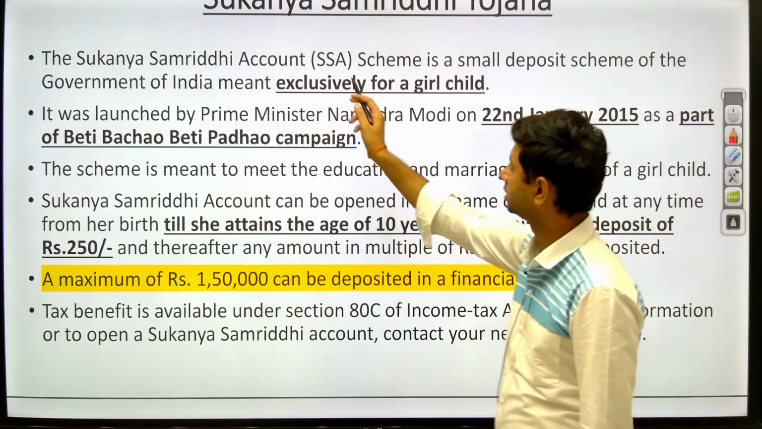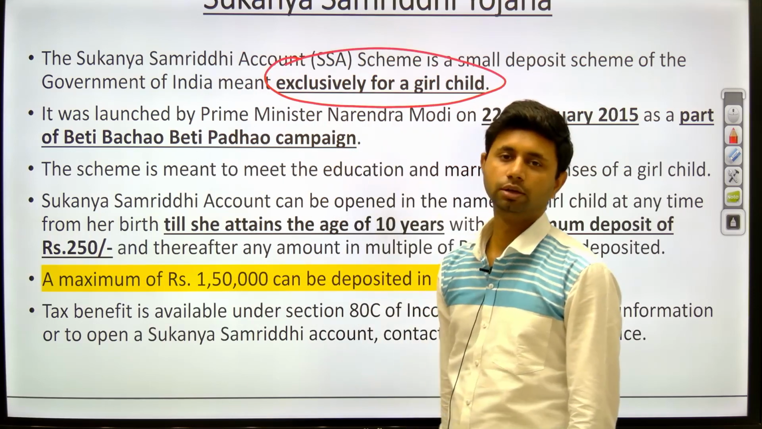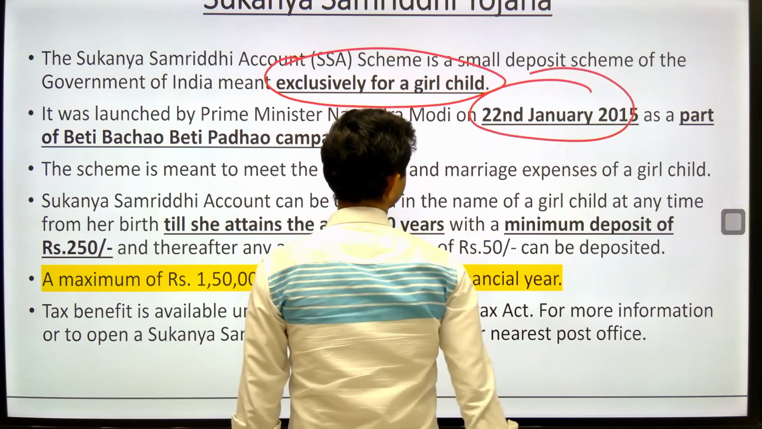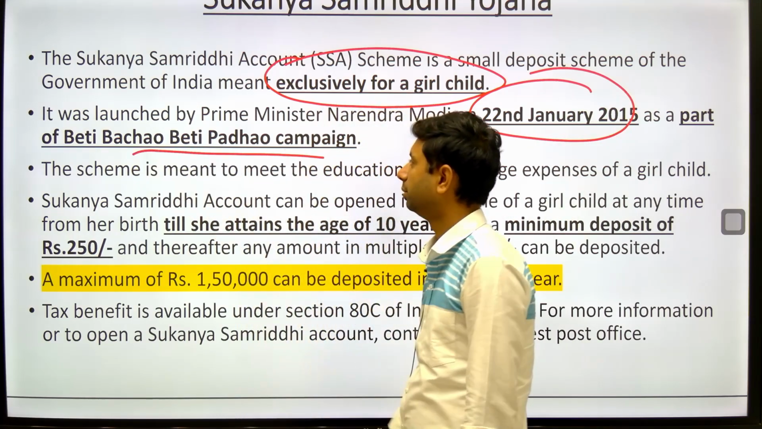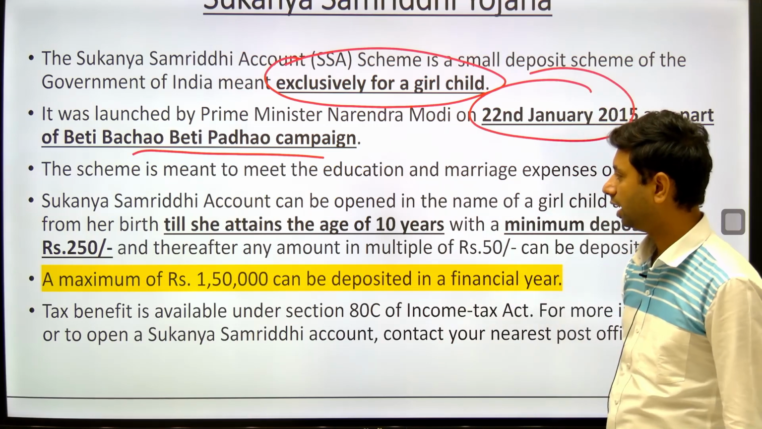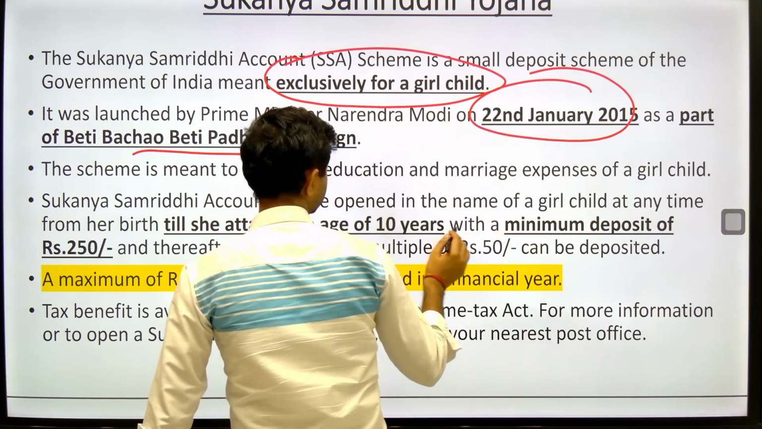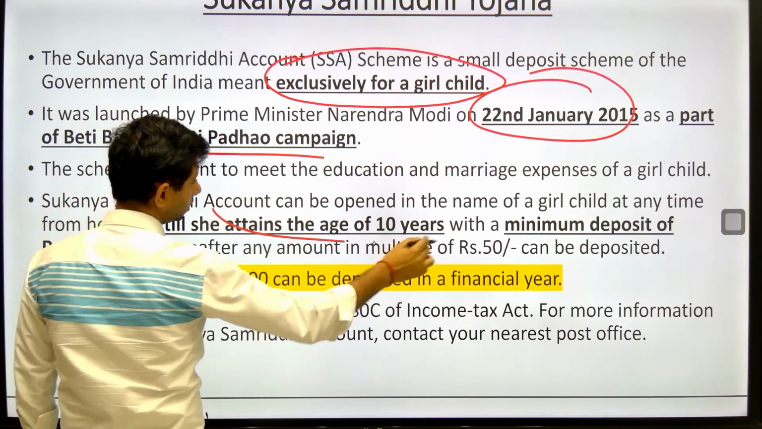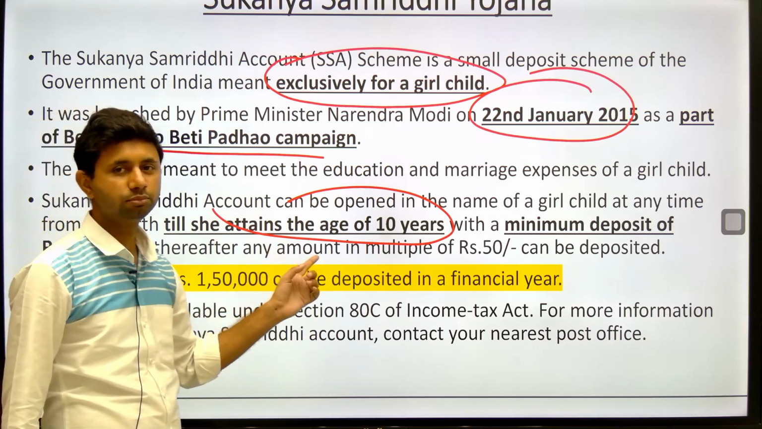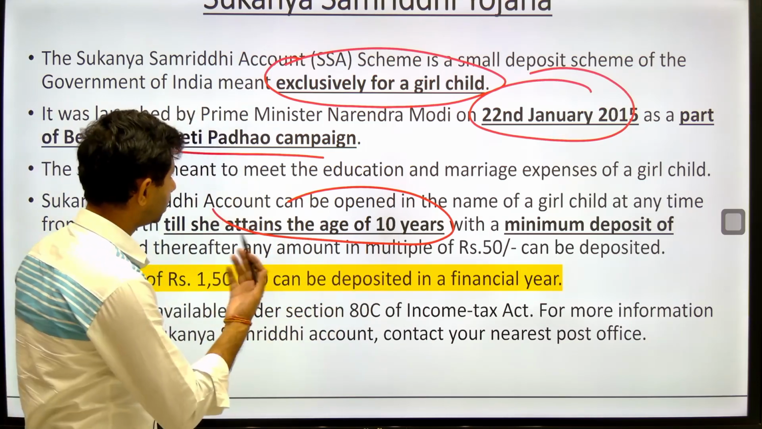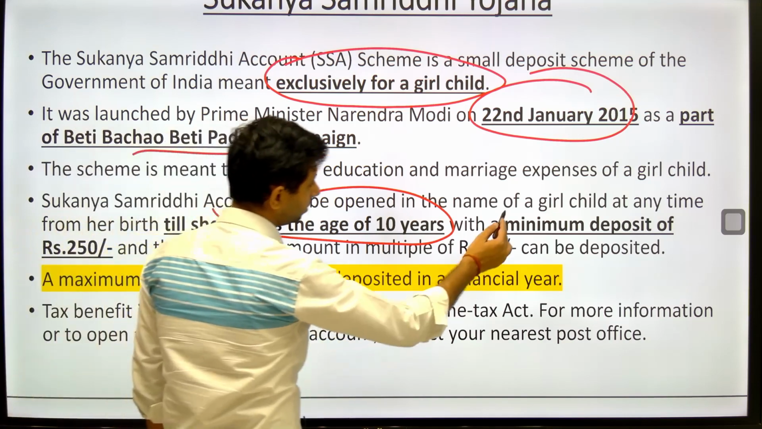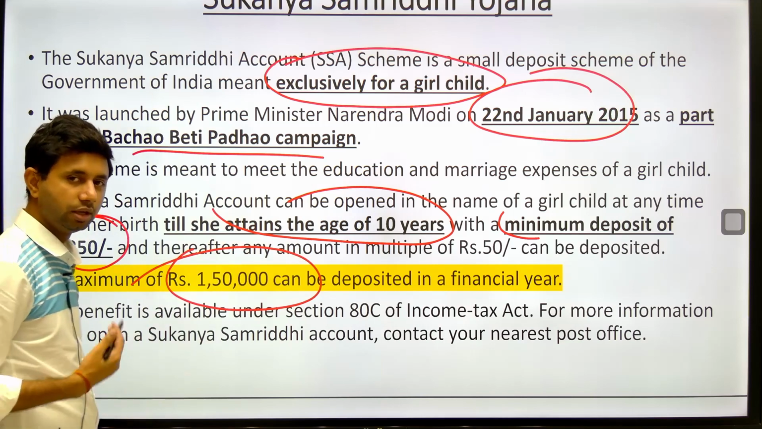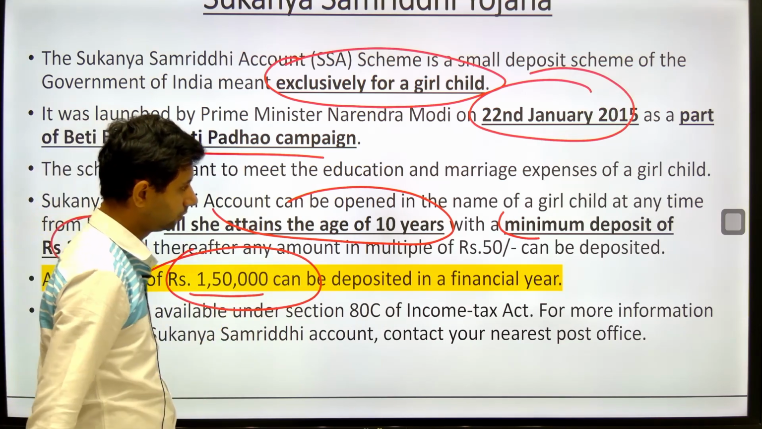So this Yojana was launched exclusively for a girl child, launched by the Prime Minister on 22nd January 2015 as a part of the Beti Bachao Beti Padhao campaign. And this can be opened in the name of a girl at any time from her birth till she attains the age of 10 years. So post 10 years, you cannot open a Sukanya Samriddhi account, and the minimum deposit is 250 rupees and the maximum within the financial year is 1.5 lakhs.